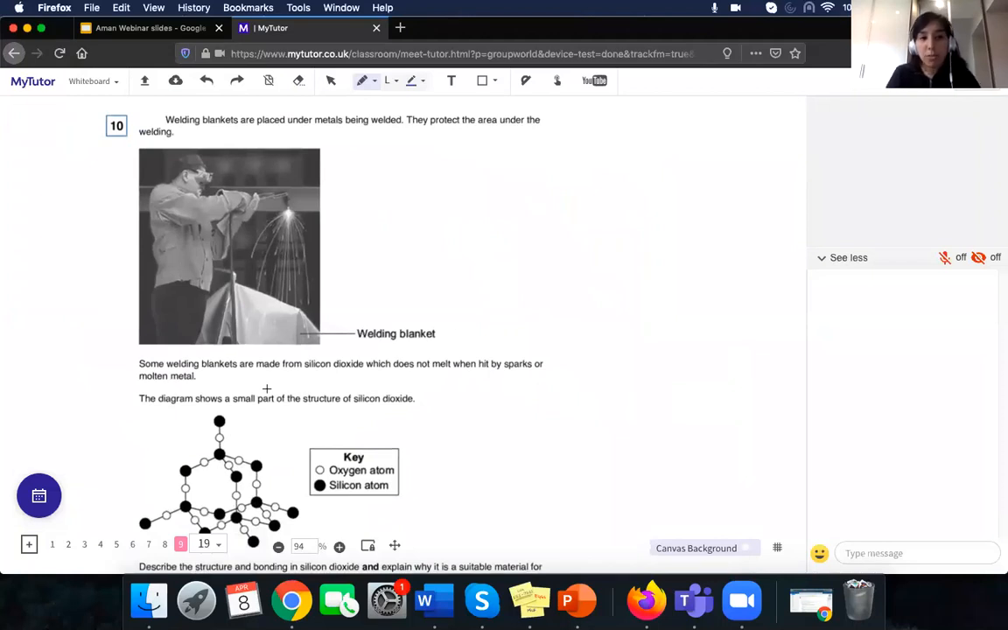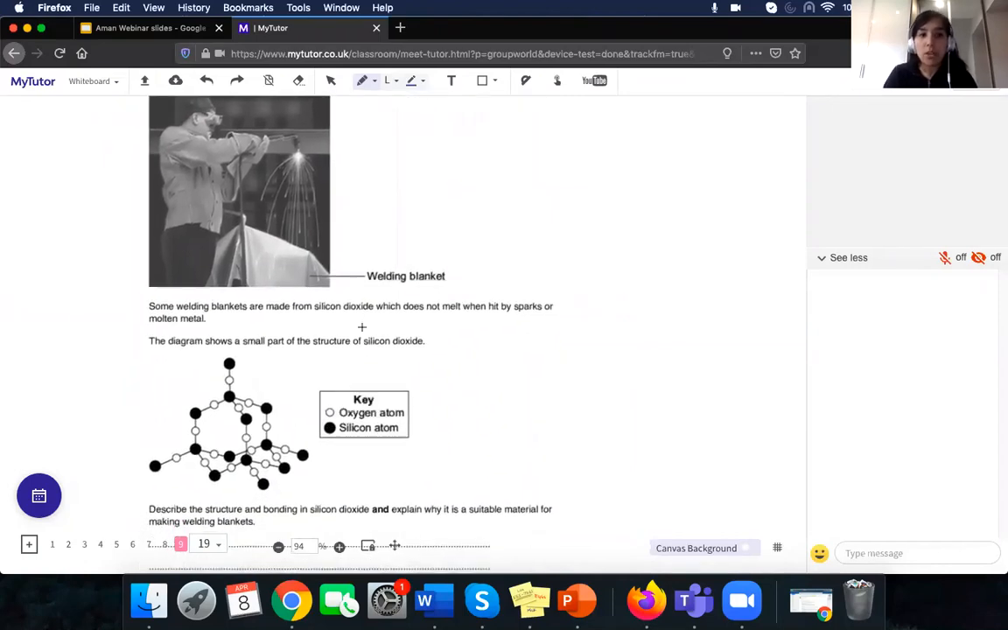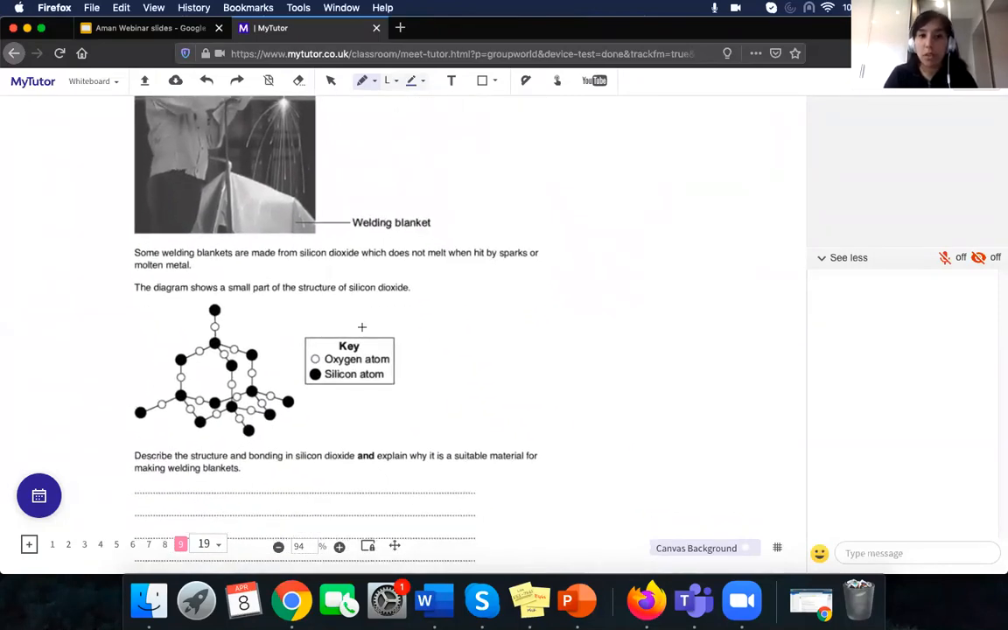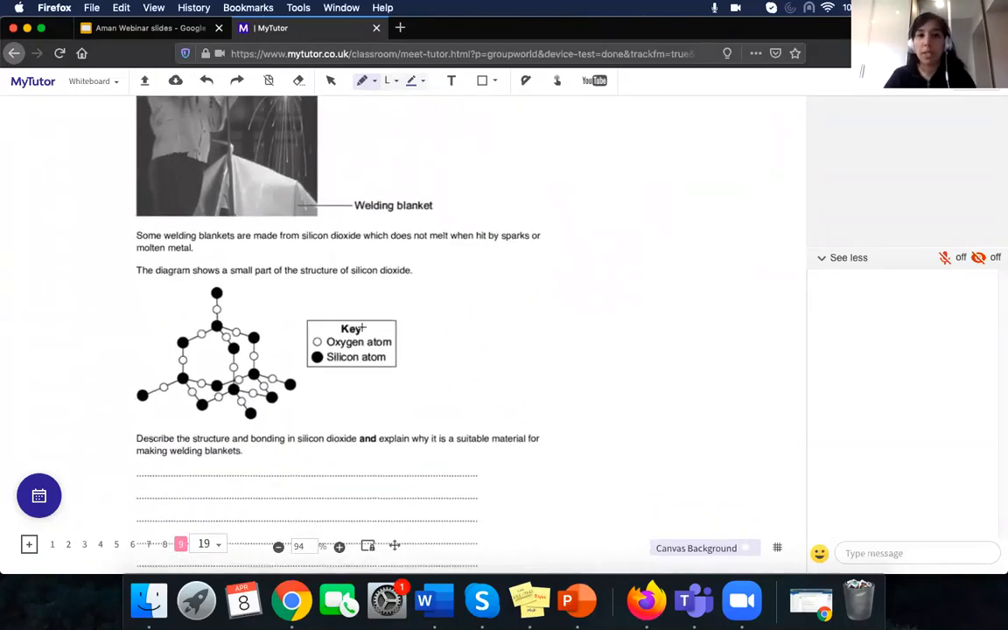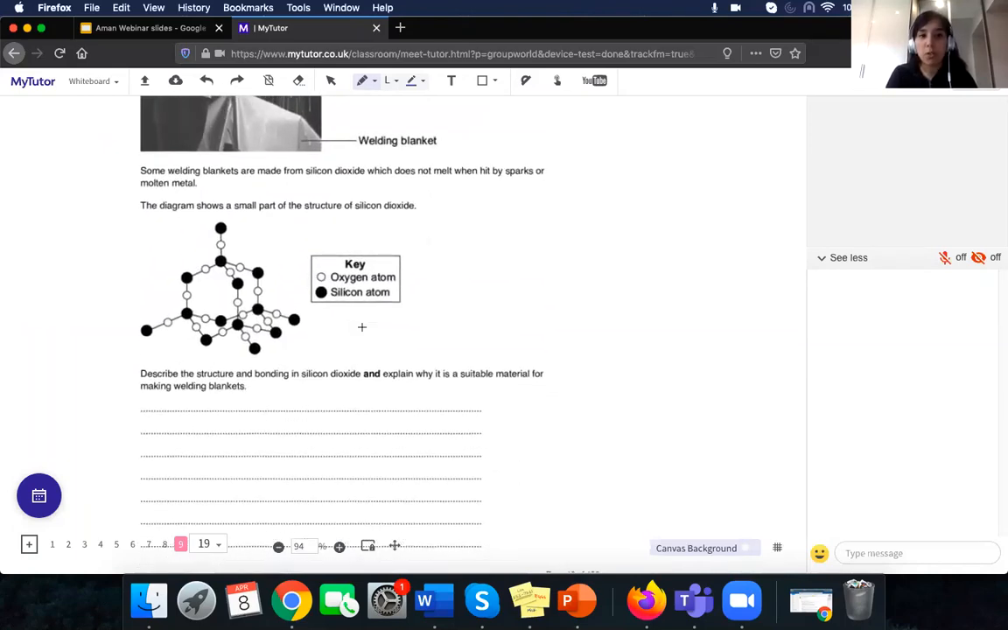So going right back to the beginning of what we covered today, let's think about this exam question then. Welding blankets are placed under metals being welded. They protect the area under the welding. Some welding blankets are made from silicon dioxide, which does not melt when hit by sparks or molten metal. The diagram shows a small part of the structure of silicon dioxide.